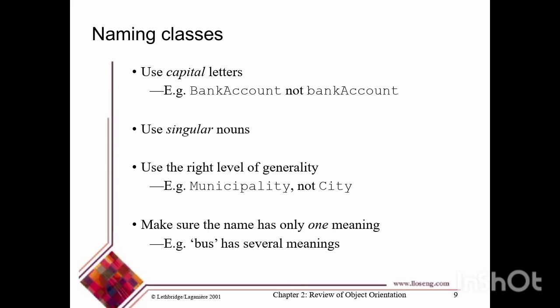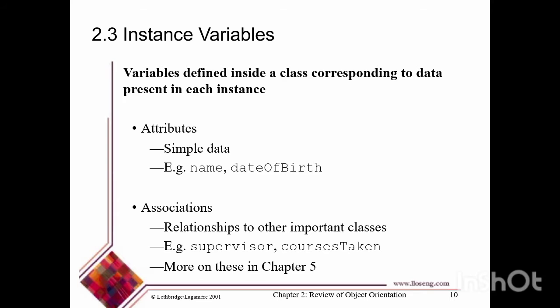Use the right level of generality, that is the municipality, not the city. Make sure the names have only one meaning; bus has several meanings. Next slide, that is the instance variables. Here we already mentioned that variables defined inside a class correspond to data present in each instance.